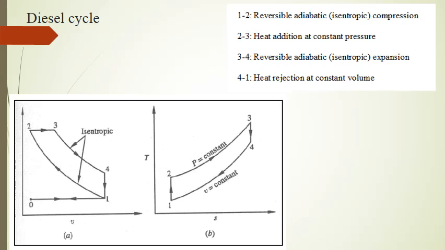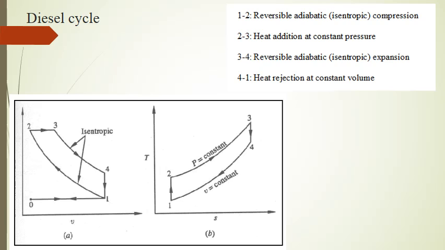Now this is diesel cycle. Diesel cycle is basically having heat addition at constant pressure. All the other processes are similar to that in Otto cycle. And one more difference that lies between diesel cycle and Otto cycle is that diesel cycle is having higher compression ratio than an Otto cycle.